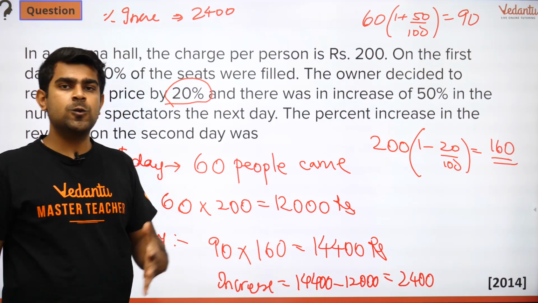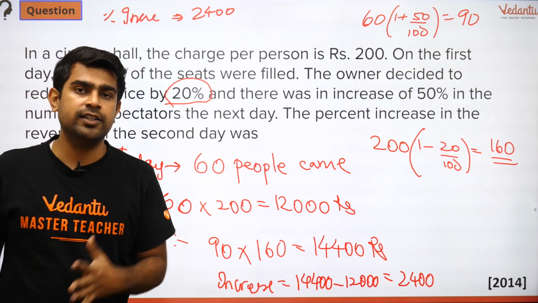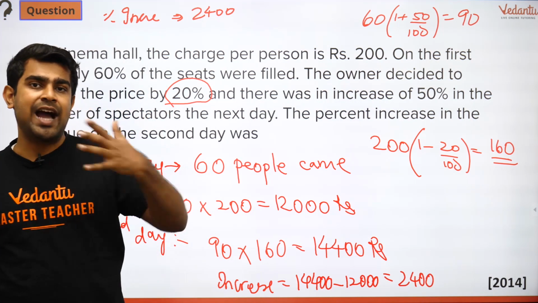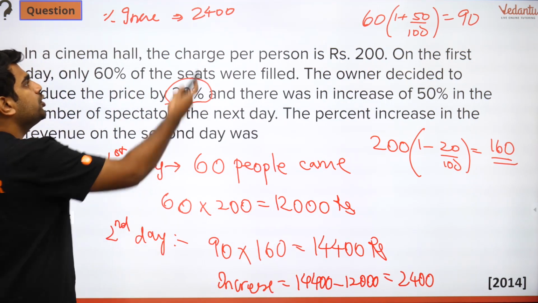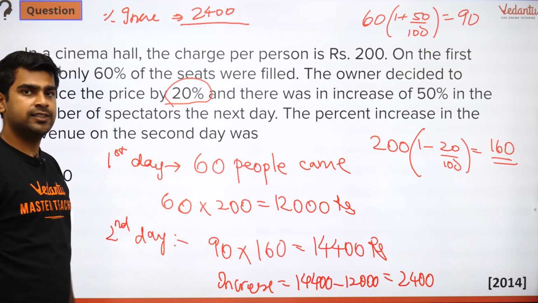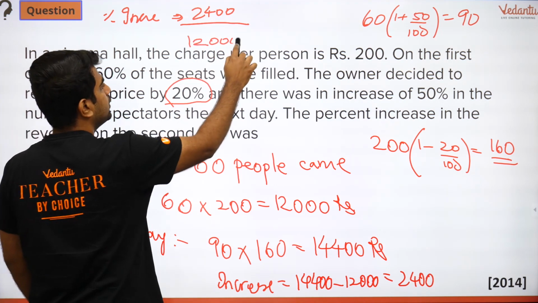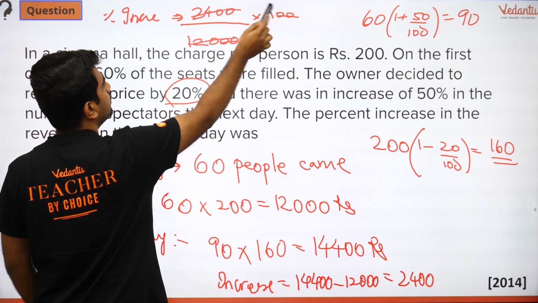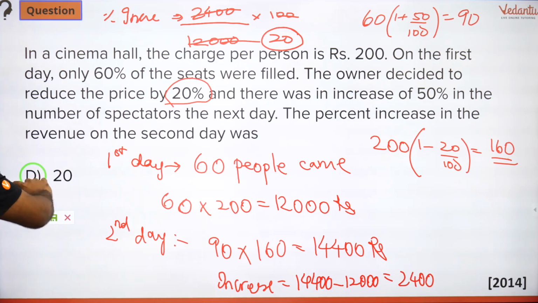For example, you scored 80% in half yearly and you want to see your increase in annual. You will compare your annual marks to your half yearly marks, right? So you have your increase here. You want to compare it to the previous day's revenue. What is the previous day's revenue? It is 12,000. Increase divided by 12,000, into 100, will give you the value. So it will be how much? 20. Okay. So 20 is my answer for this question.